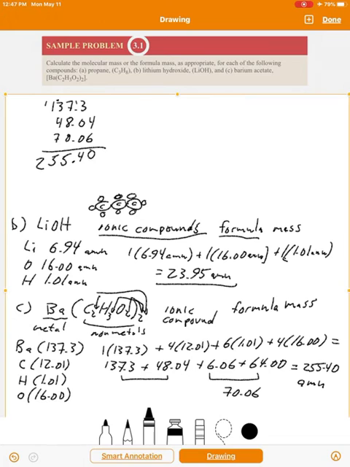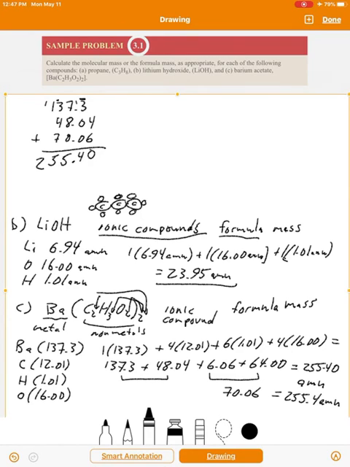There is a sig fig issue here in that this one only goes out 1 digit past the decimal point. And so since you're adding numbers, you only go as far out as the one that goes the fewest spaces, which is the 3 there. So it only goes out 1 digit. So really, we should round it to 255.4 AMU. Okay? So let's just do a little check.